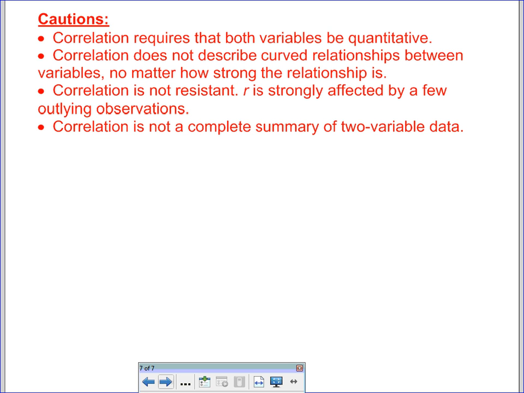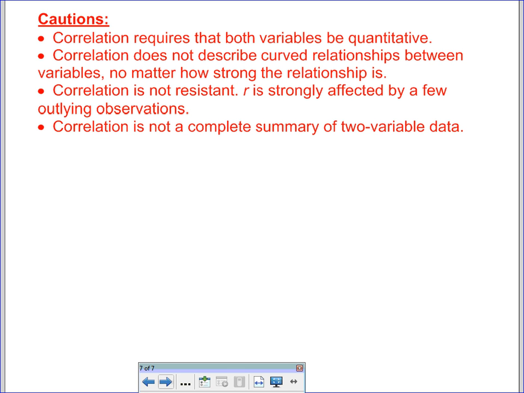We do not. Correlation is not resistant. R is strongly affected by just a few outliers. One or two outliers will mess up R completely. And so we have to be observant of outliers in that situation.